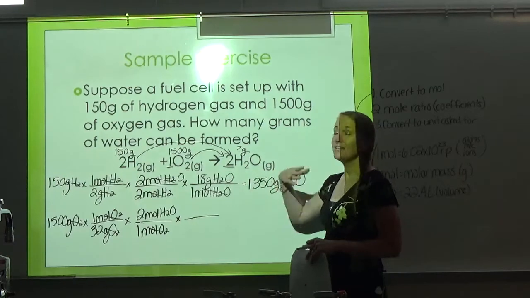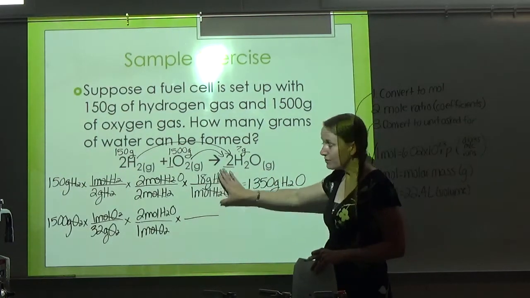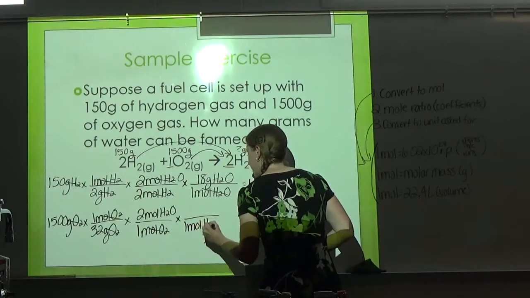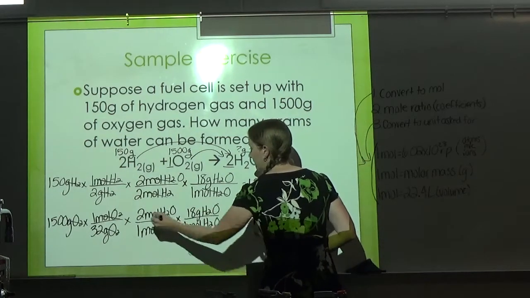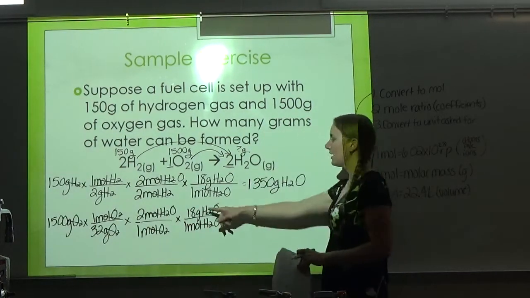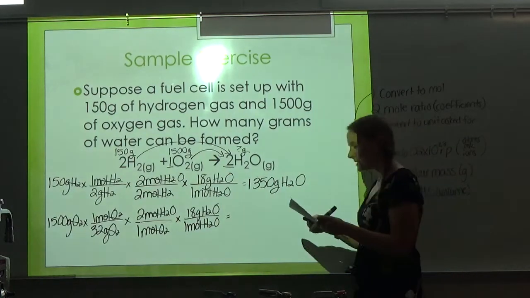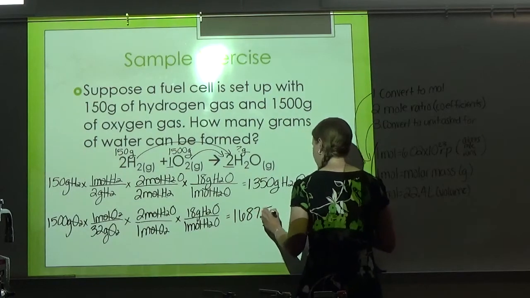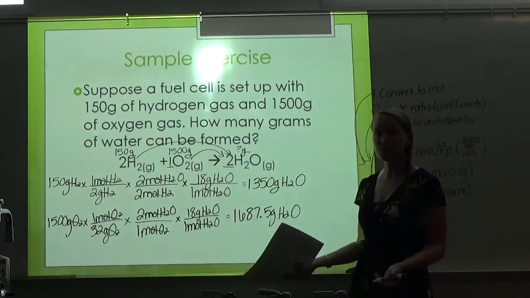Well, remember, in a limiting reagent problem, I just did grams of water right here, so I can reuse that same step. So 1 mole of water is 18 grams. So my moles cancel. So see, now I got to grams of water, which is what it's asking for. And so when I solve, I got 1,687.5 grams of water.